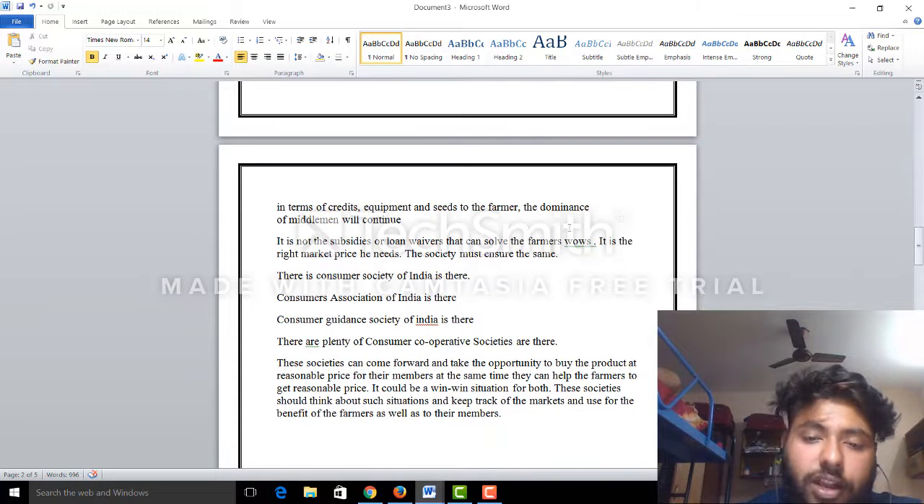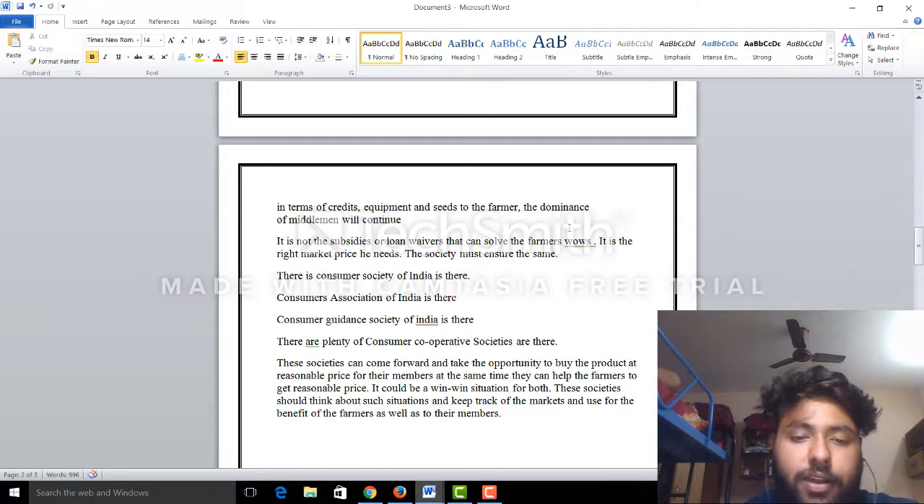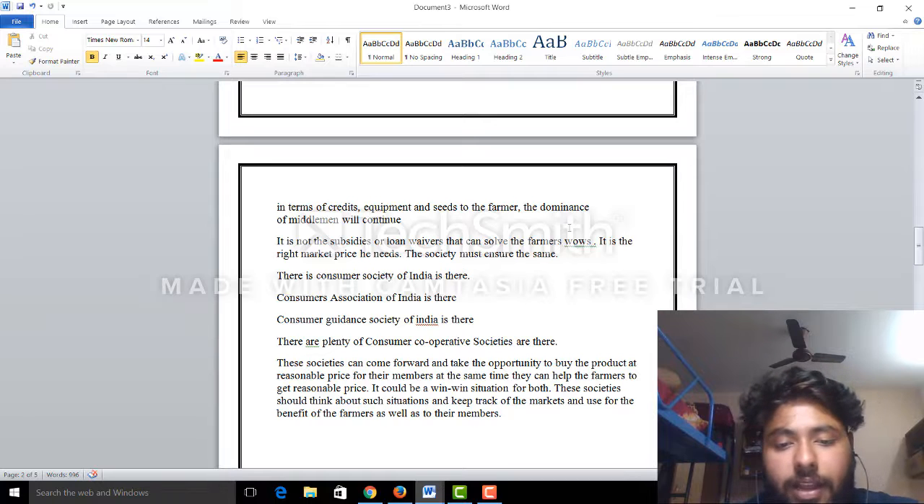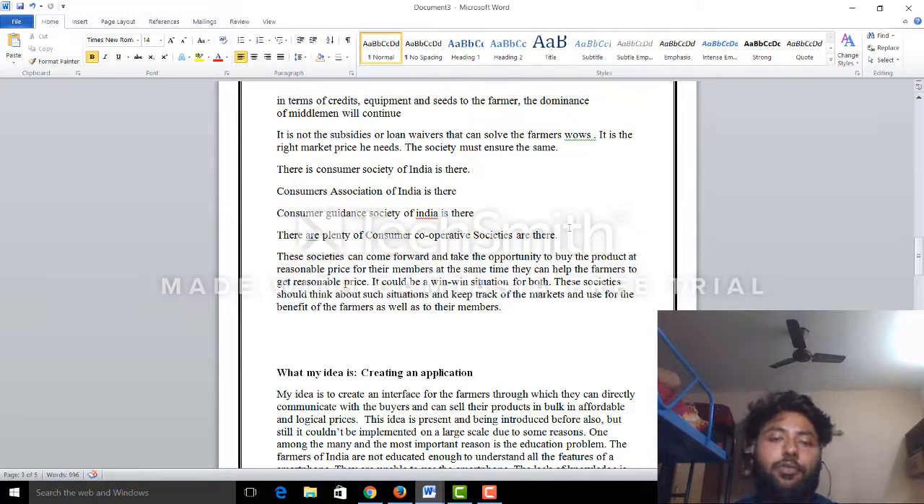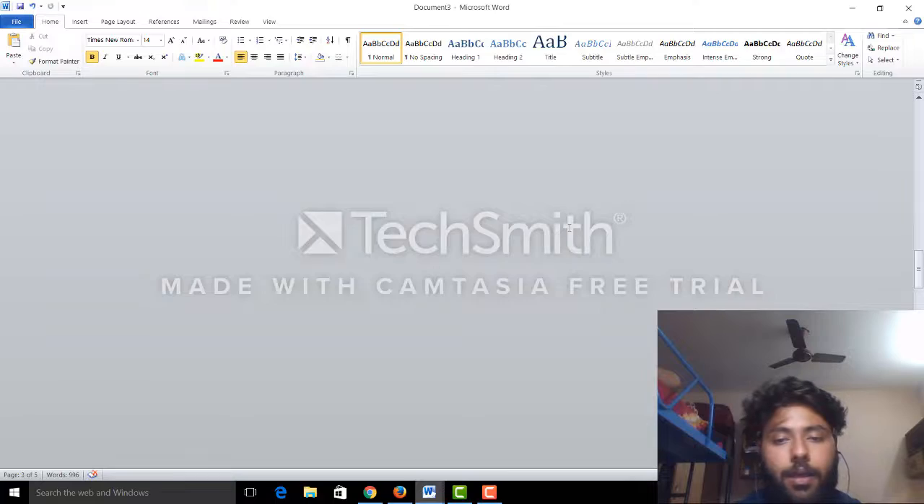There is a Consumer Society of India, a Consumer Association of India, a Consumer Guidance of India. There are plenty of consumer cooperative societies. These societies can come forward and take the opportunity to buy the product at a reasonable price, and their members at the same time can help the farmers to get a reasonable price. It could be a win-win situation for both. These societies should think about the situation and keep track of the markets for the benefit of the farmers as well as their members.